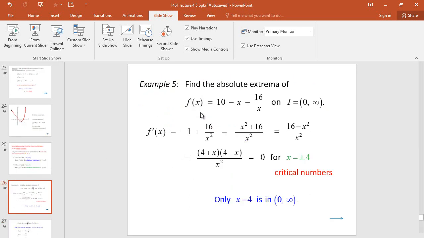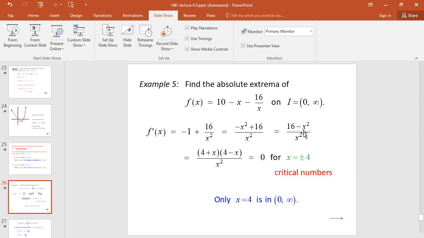Let's say that I have the function f of x, which is 10 minus x minus 16 over x, and we are taking the domain to be the open interval from 0 to infinity. So that's I. If I look at the first derivative, that's going to be negative 1, and the derivative of negative 16 over x would be positive 16 over x squared. Now here we can combine the two fractions, and we get negative x squared plus 16 over x squared, which is equal to 16 minus x squared over x squared.